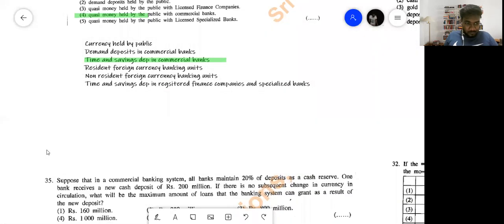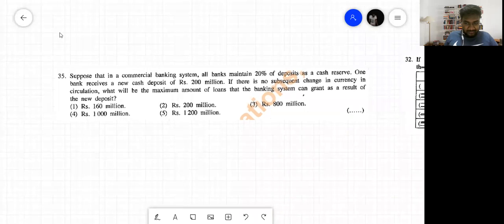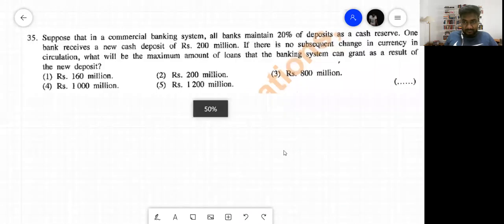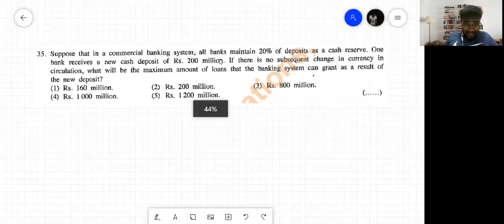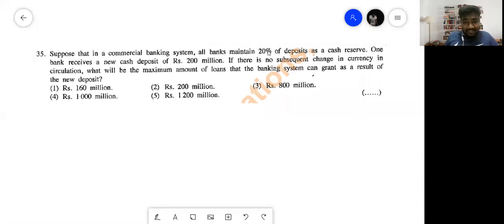That's done. Okay, finally, credit creation. Suppose that in a commercial banking system, all banks maintain 20% of deposits as a cash reserve. That's SRR. One bank receives a new cash deposit of 200 billion. If there is no subsequent change in currency holding, that is, no one is depositing or withdrawing, what will be the maximum amount of loans that the banking system can grant as a result of the new deposit?